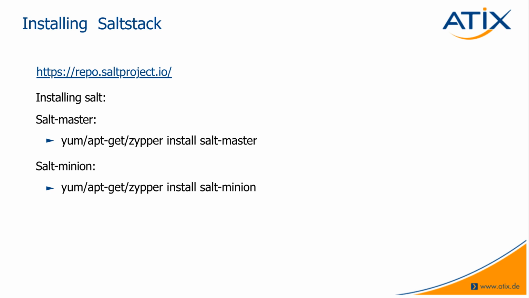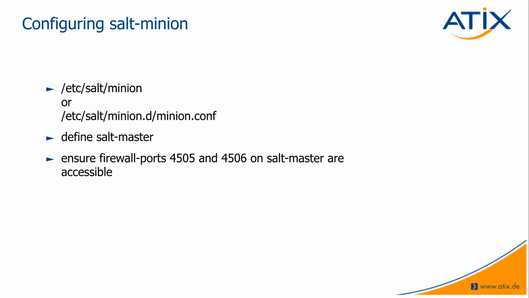Once you have done that, you have to tell your minion how to communicate with the Salt master. In that case, you just go on the client server and you edit your /etc/salt/minion, or if you want to put it in a separate file, you can also edit /etc/salt/minion.d/minion.conf and define the Salt master. And you have to make sure that on the Salt master firewall, ports 4505 and 4506 are accessible so that the communication works.